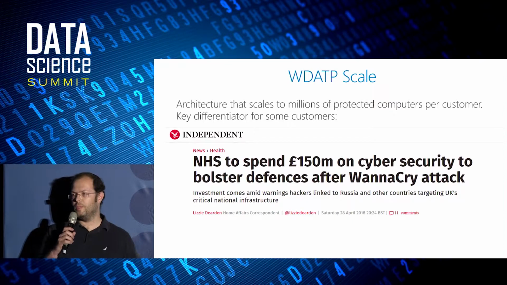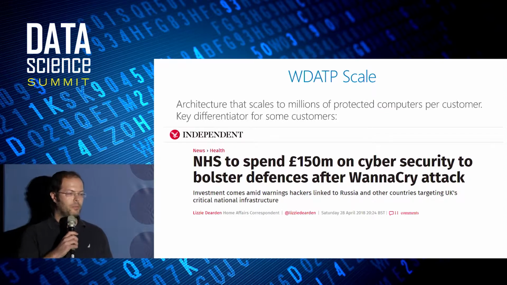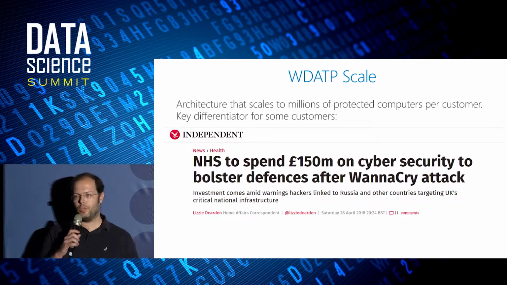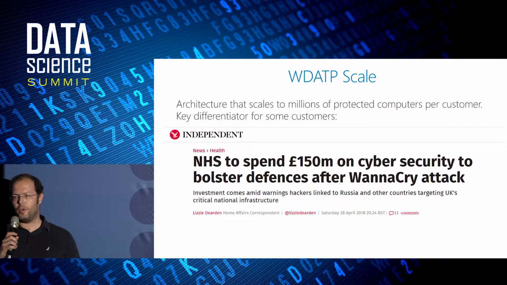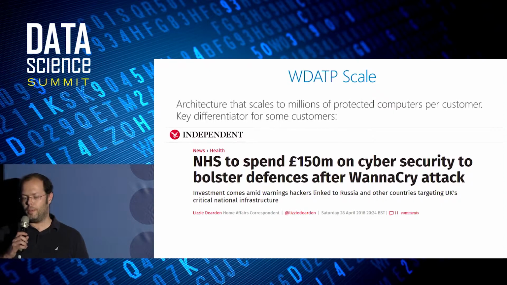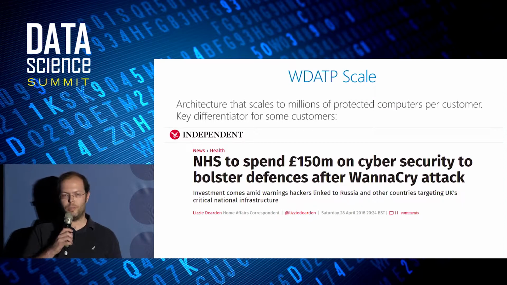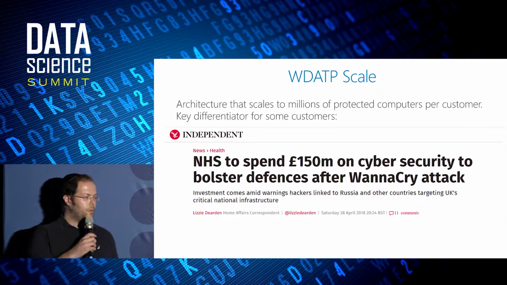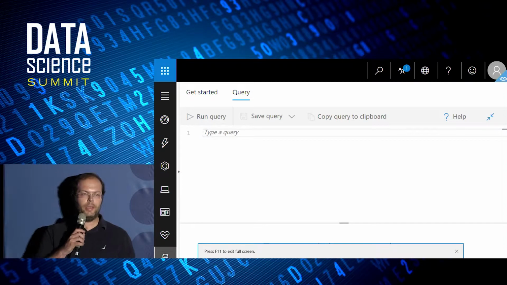So Kusto is, as we said, used in our service, and this is actually the cornerstone of the data platform that fuels our service. Both our portal and the advanced hunting feature that we are about to show you today are on top of Kusto, using its capabilities.